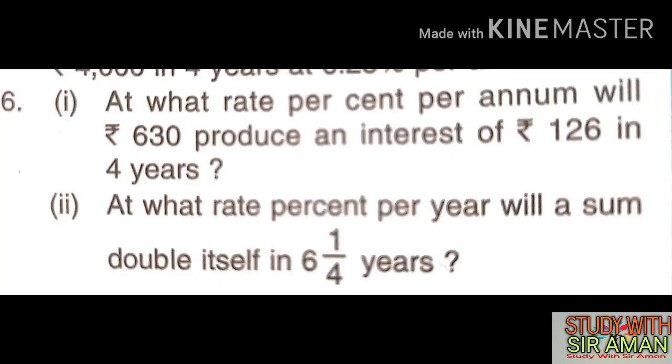Okay. Question number 6.2. At what rate percent? Same question, we need rate. A sum of money is not given, it will double. Suppose that sum is 100, it will become double, then 200. So principal is 100, amount is 200, itself in 6 1 by 4 years. Time is also given. How to solve? Check.